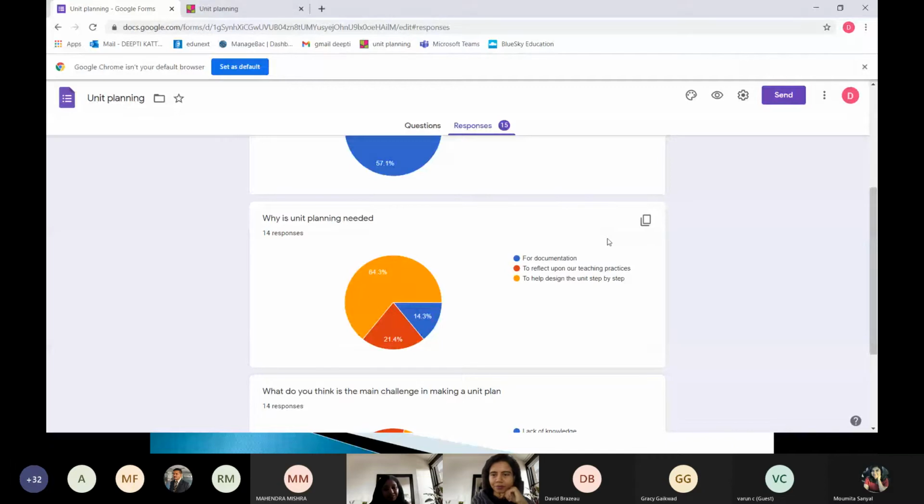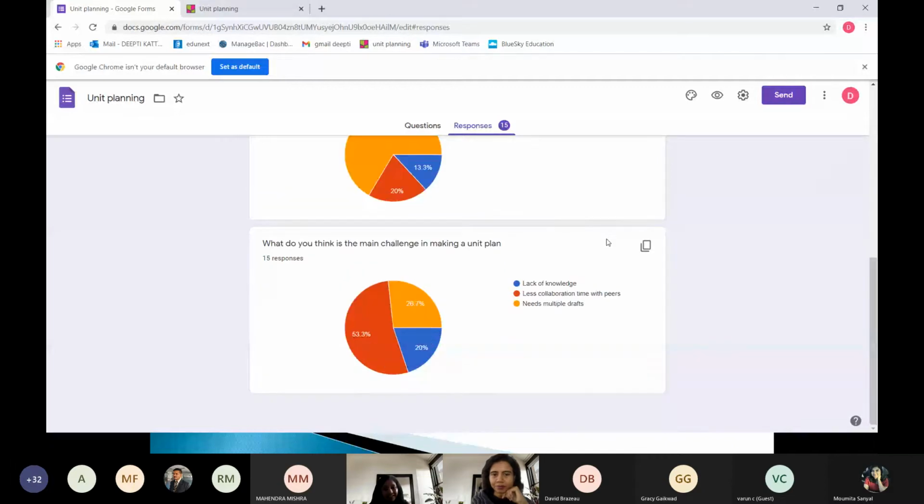53% of people feel that the biggest challenge is that there's less collaboration time with peers. Well, I would say if the school allows you to have this built into your schedule, the timetable, then definitely the collaboration would happen. And unit planning cannot be possible unless and until there's effective collaboration within the department and across the departments. So I think that collaboration time is crucial to make a successful unit plan. Thank you so much for your responses. And so now we move ahead.